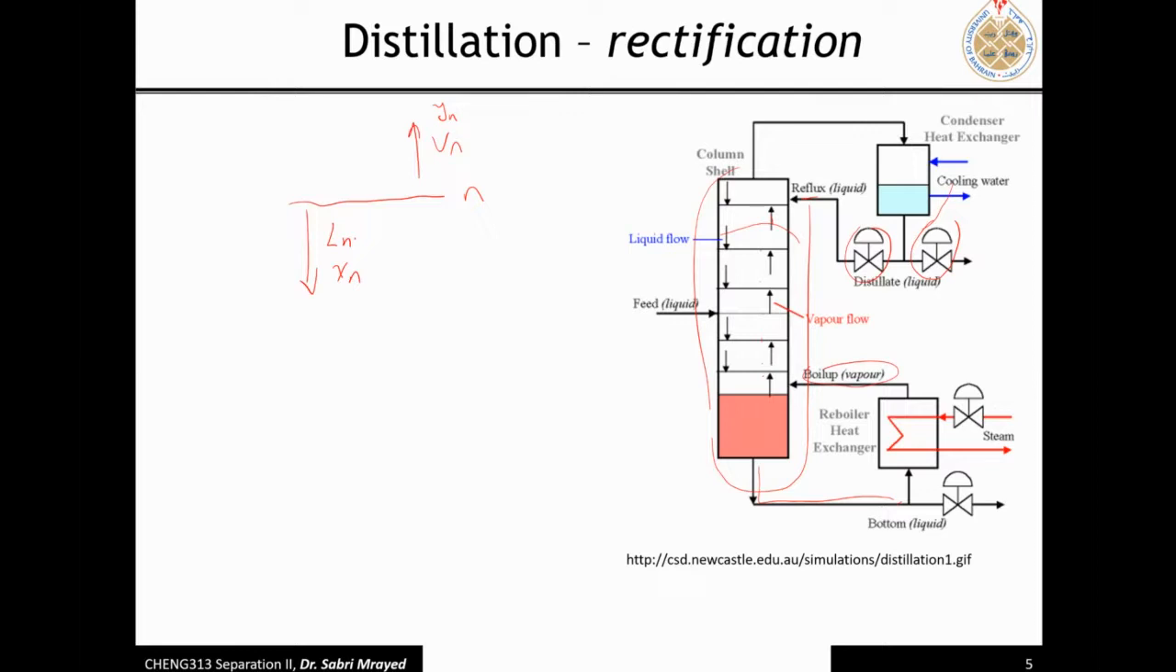So in our design, or at least in this study, we will assume both are at equilibrium. We will assume these stages are equilibrium stages. As I said, this is not valid; it is not true. In reality, you have to take into account that Yn and Xn are not at equilibrium.